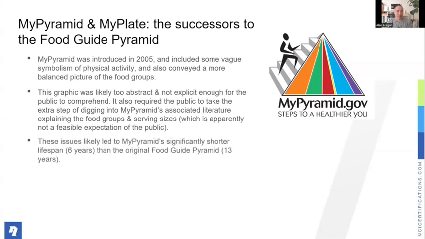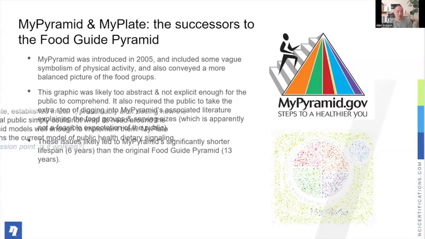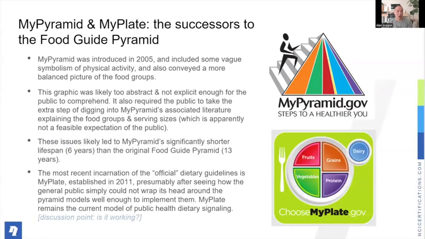So these issues likely led to my pyramid's significantly shorter lifespan, which was 6 years compared to the food guide pyramid's 13-year tenure. And what replaced my pyramid was a graphic called My Plate. And this was put out in 2011. And so it was put out because the general public could not wrap its head around the previous pyramid models, and it just couldn't implement them. So My Plate currently remains the model of public health.